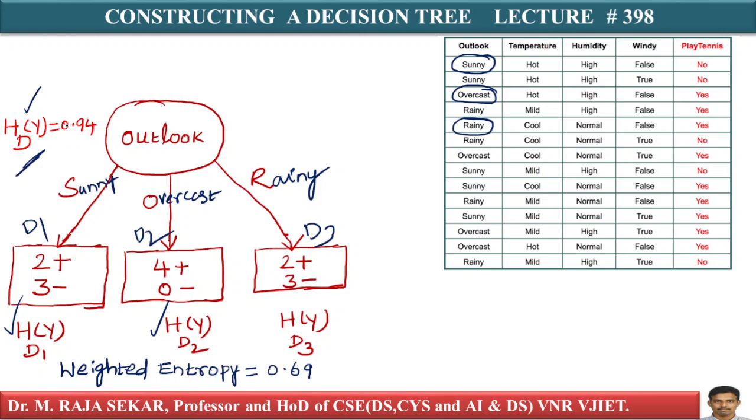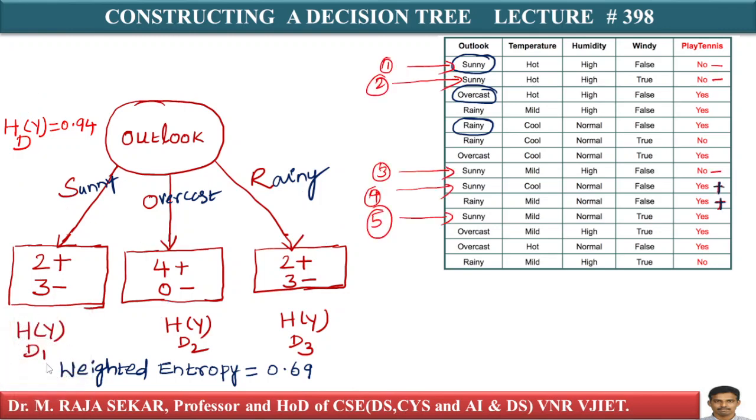When I break it up into 3 parts, D1, D2, D3, I can compute the entropy of Y with respect to D1, that is H of Y D1. Similarly, I can compute entropy of Y with respect to D2, and also with respect to D3. If I do the weighted sum of all these entropies, the weighted entropy, you will get 0.69. Try to recall what we discussed in our previous lecture.